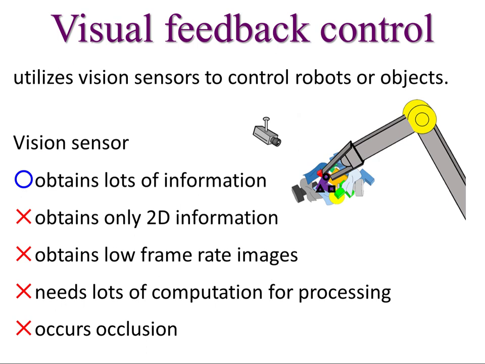While vision sensors provide more information than other sensors used for robot control, they also have some disadvantages, such as being two-dimensional information, low frame rates for many cameras, high computational costs for image processing, and frequent occlusions. The video presented in the description box uses a sensor that solves one of the weaknesses of visual sensors, low frame rate, so that the robot can follow objects at high speed.